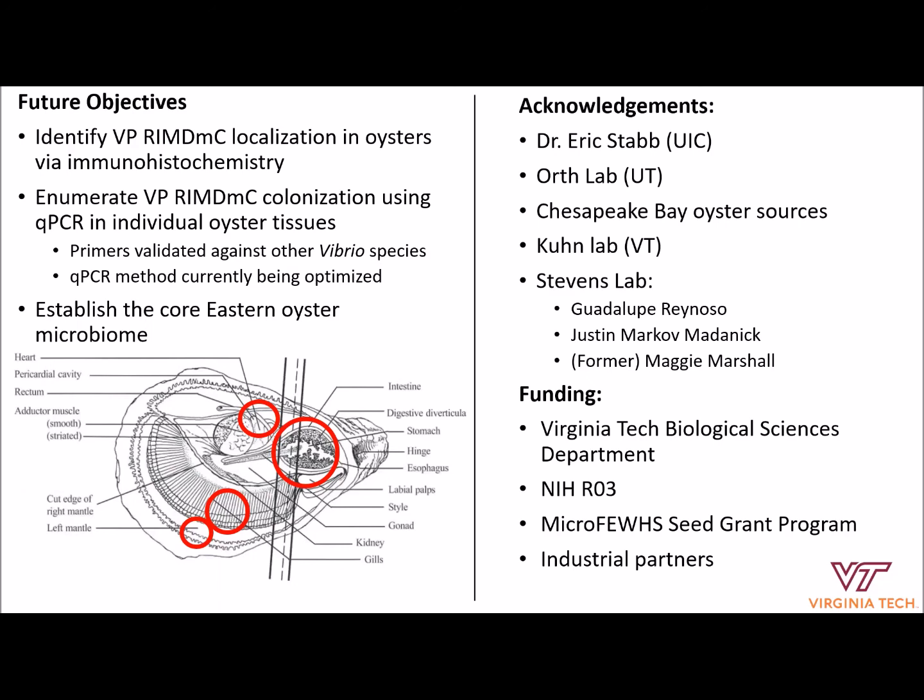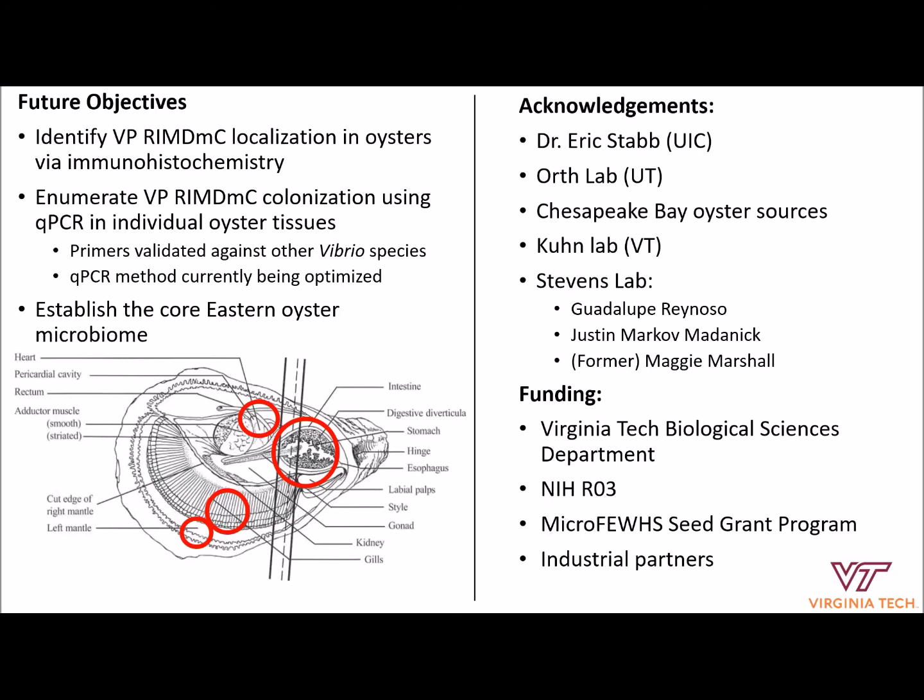Our last point is that we also want to establish the core eastern oyster microbiome. So our lab does have experience analyzing the microbiomes of other aquatic organisms such as fish, and one thing we found is that when you treat these oysters with chloramphenicol, it's knocking down the native microbiome and allowing for better colonization of Vibrio. And so this is something we want to expand upon and investigate to see what the constituents of this microbiome are. And so with that, I'll wrap up.